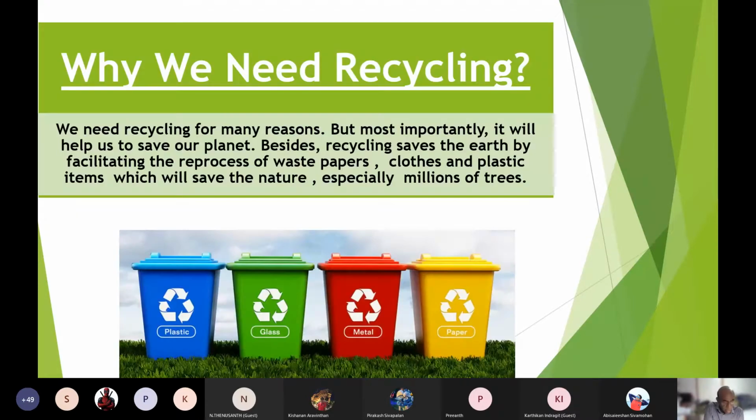Next one. Go on, this one. Why we need recycling? We need recycling for many reasons. But most importantly, it will help us to serve our planet. Besides, recycling serves the earth by facilitating the reprocess of waste papers, clothes, and plastic items, which will serve the nature, especially millions of trees. Yeah, you see this sentence you spoke very well because you got a comma there, where to stop and everything.